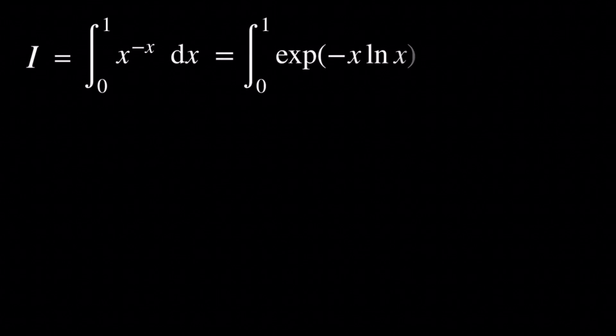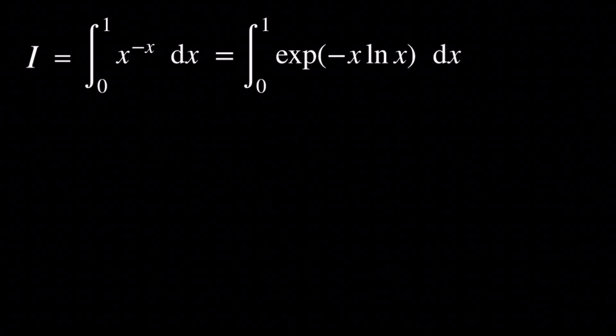First of all, we're going to rewrite x to the negative x in exponential form. So we're going to rewrite it as exponential of negative x times natural log of x. And of course, this is true because we can write the base x as e to the natural log of x. Okay, so now what we want to do is use a power series.